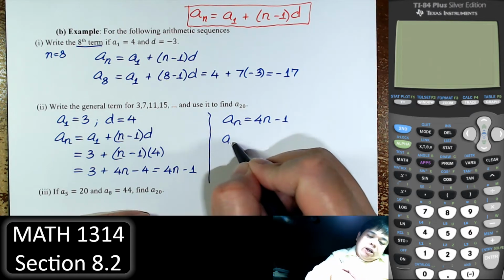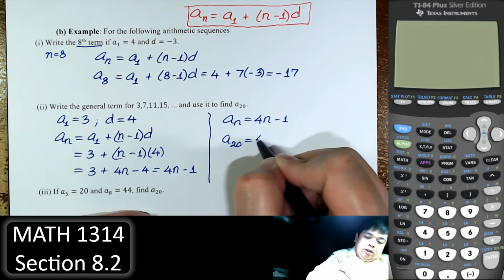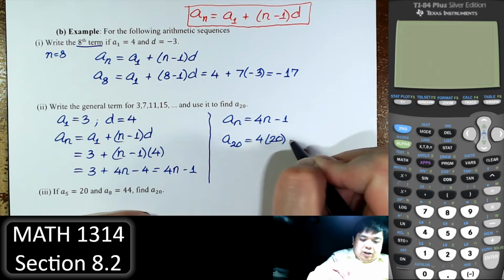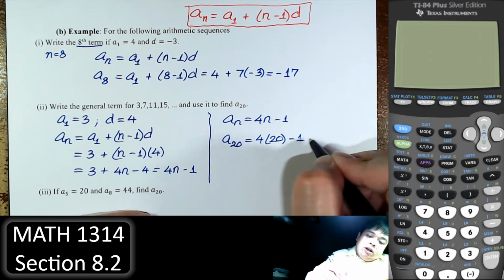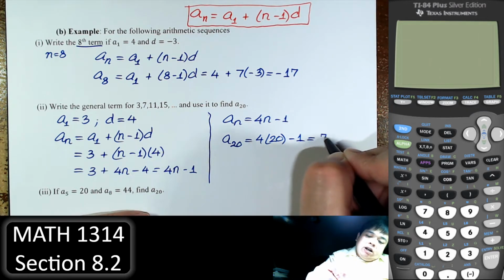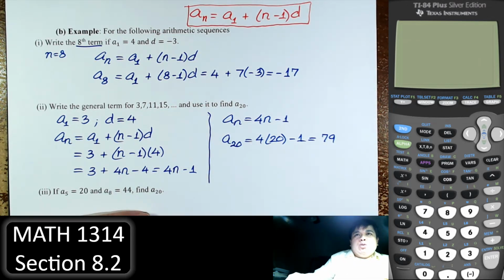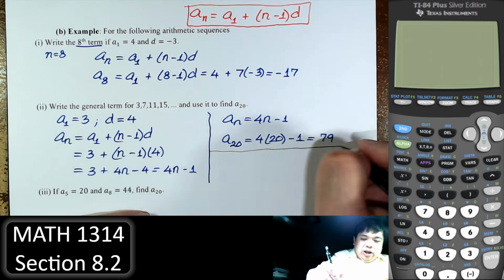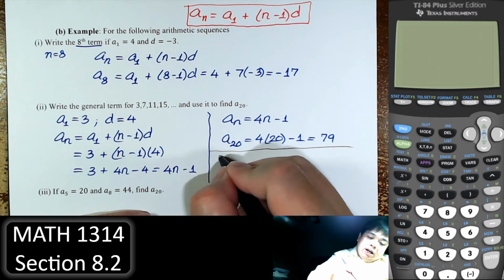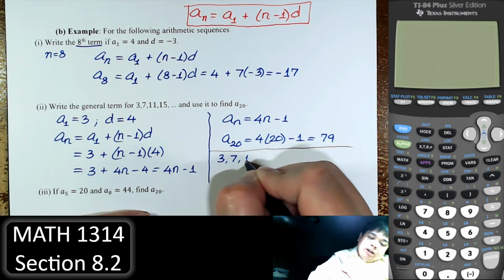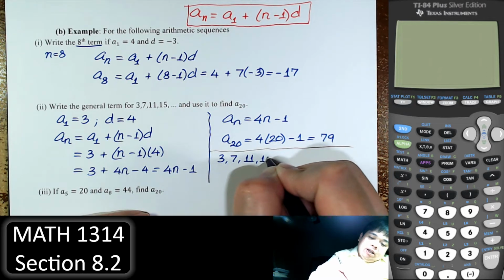So a of 20 is 4 times 20 minus 1. That is 79. So that's one way to do it. Another way, if we write this out, 3, 7, 11, 15.